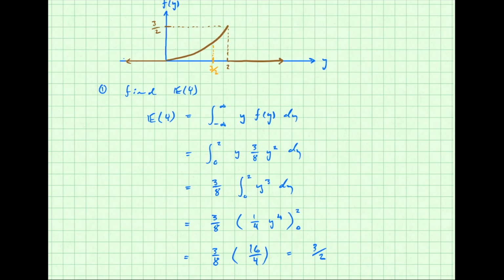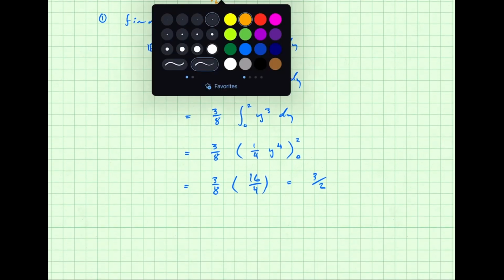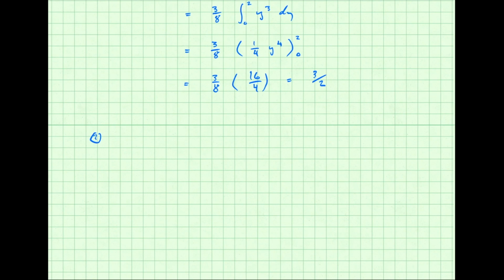And that seems okay. That seems like kind of what you might expect of your expected value. All right. Okay, now the next part, part 2, we'll find another expected value, but a function of this guy. So I want to find the expected value of 1 over y.